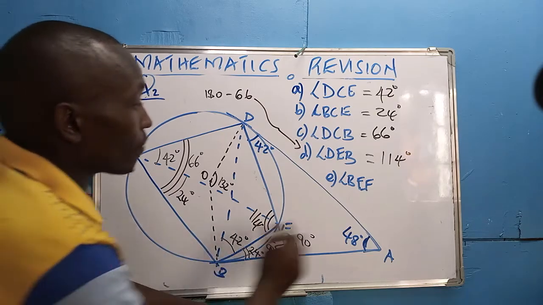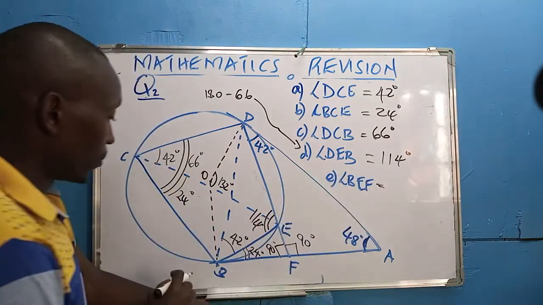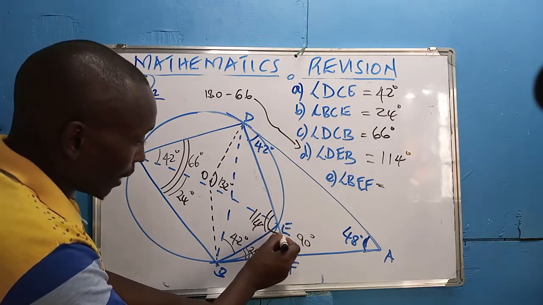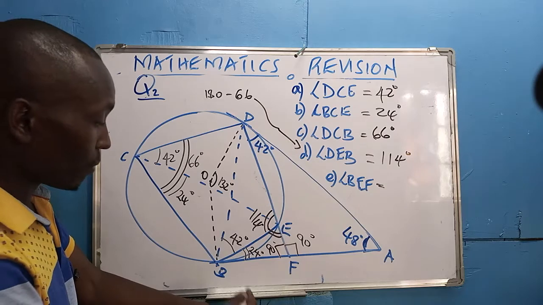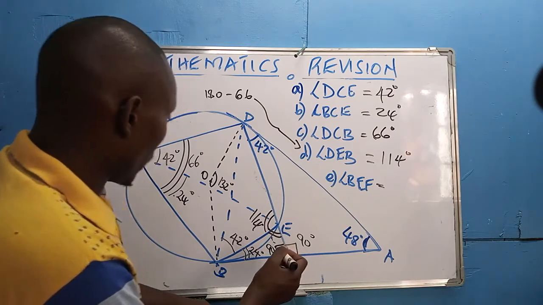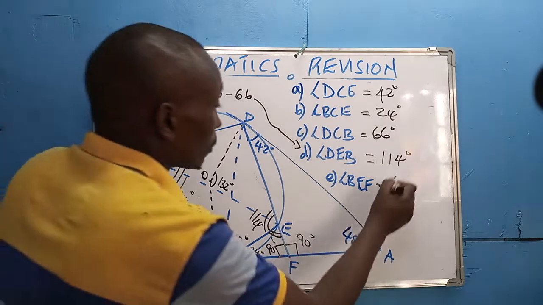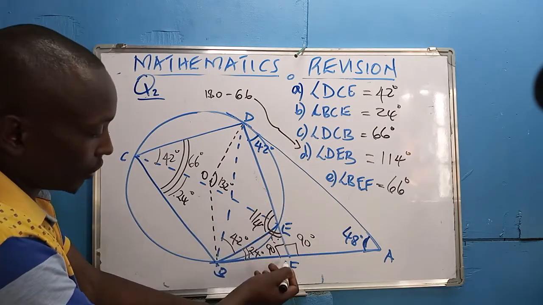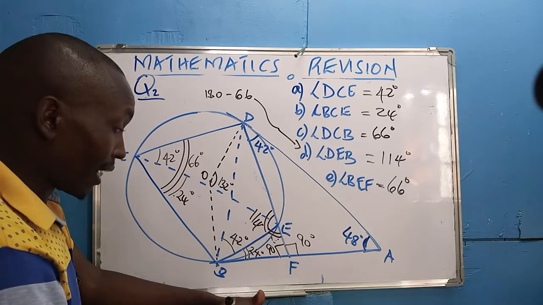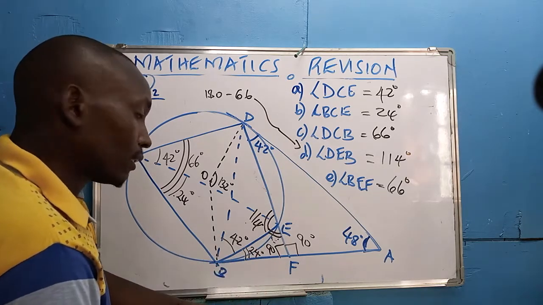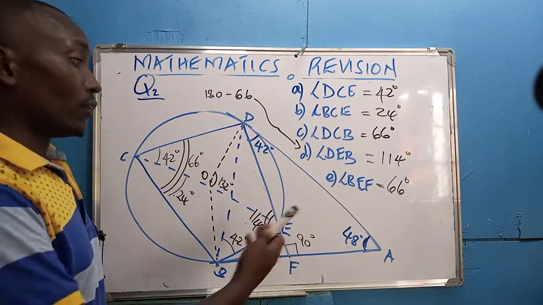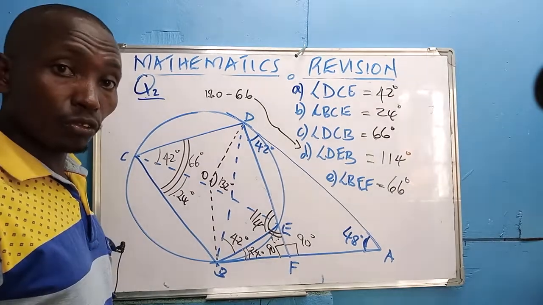Angle BEF. Okay, the angle down there. That can be complementary of 24. 90 minus 24, you get 66. All of it can be angles on a straight line. If this is 114, the supplementary angle there will be 180 minus 114. You get 66. Good. That's how you do question number 2.